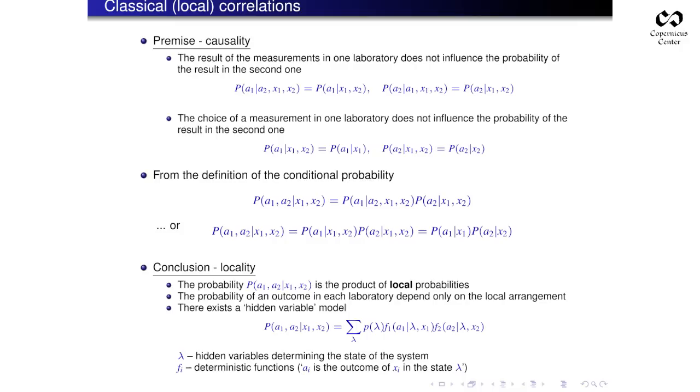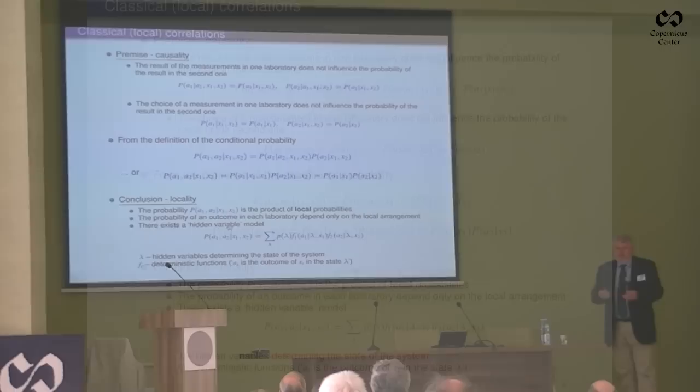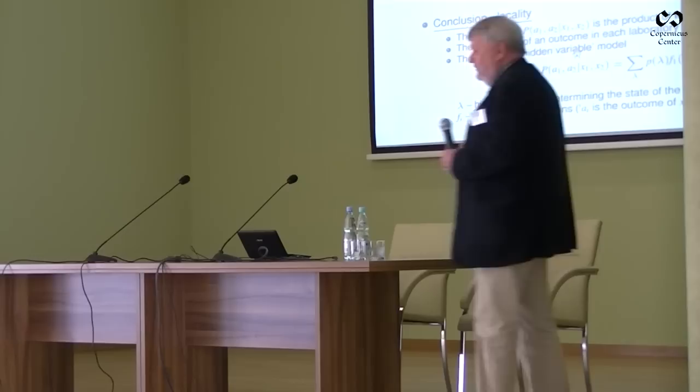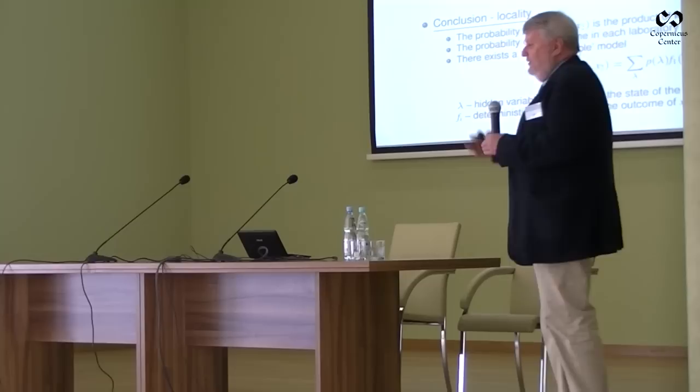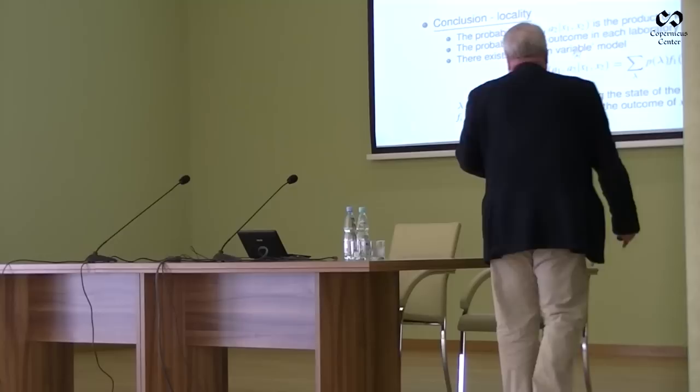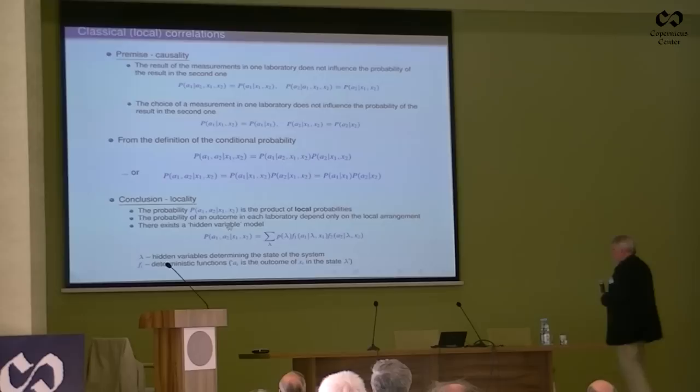What are, I would say, the plausible requirements of causality in this situation? From the setting I tried to explain, it should be clear that the result of the measurements in one laboratory, I will use this terminology of laboratories. I am from the community of quantum information theory, so we look at this as having one laboratory, a second laboratory, and you send information between the two. So one laboratory is the one in which you make the measurement of one spin, the second one, the second spin. Okay?